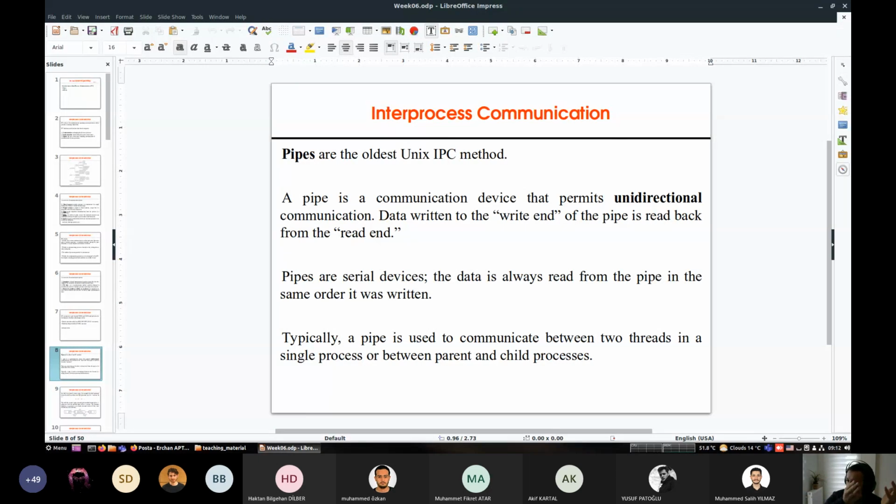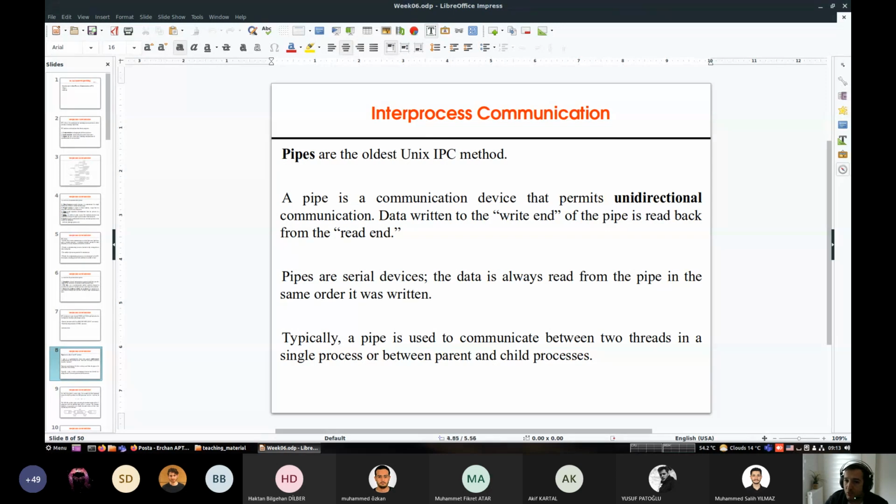Borudan içeri giriyor. Pipe boru demek zaten. The data enters a pipe from one end and exits from the other end. That's it. Pipes are serial devices. It means that the data is always read from the pipe in the same order that it was written. So if you send first byte X and then byte Y, well, that means byte X will arrive before byte Y. Serial device. Hangi yönde giriyor, o yönde çıkıyor. First in, first out.